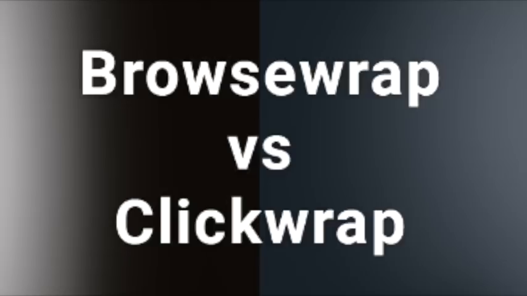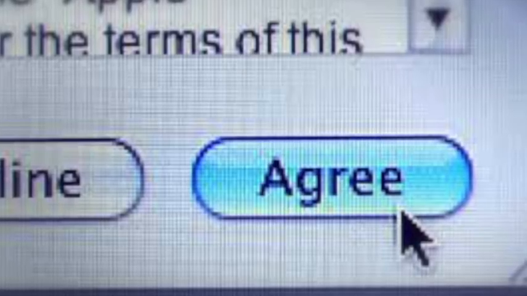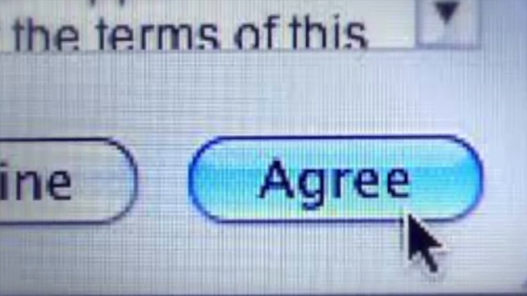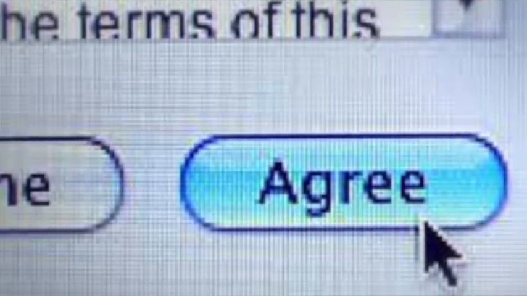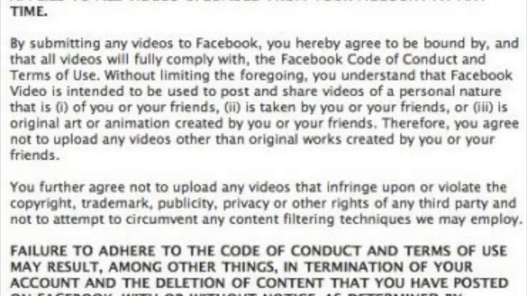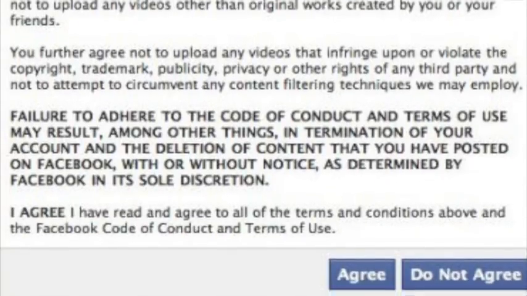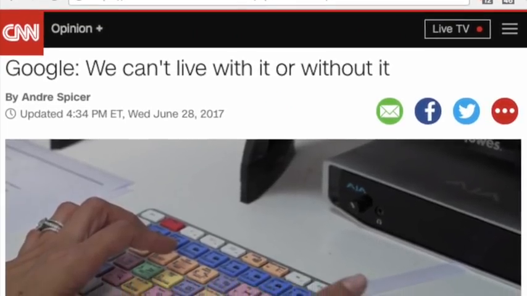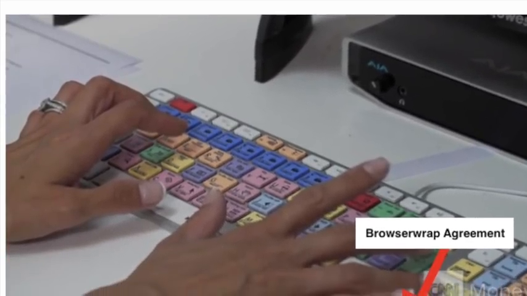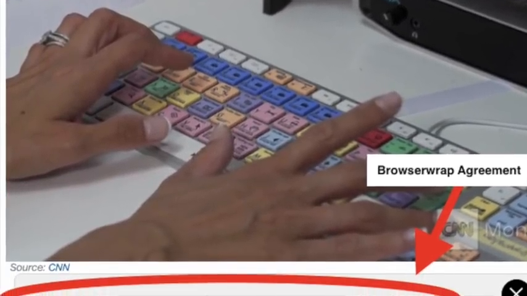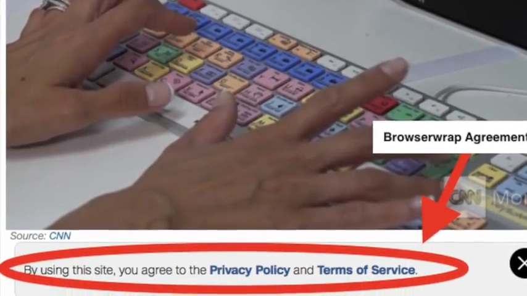Click wrap agreements require a user to affirmatively click on a box on the website acknowledging agreement to the terms of service, which are often available in a scrolling text box, before the user is allowed to proceed. Browser wrap agreements have a hyperlink term of use that are typically found on a separate web page, which the user does not have to visit to continue using the website or its services.